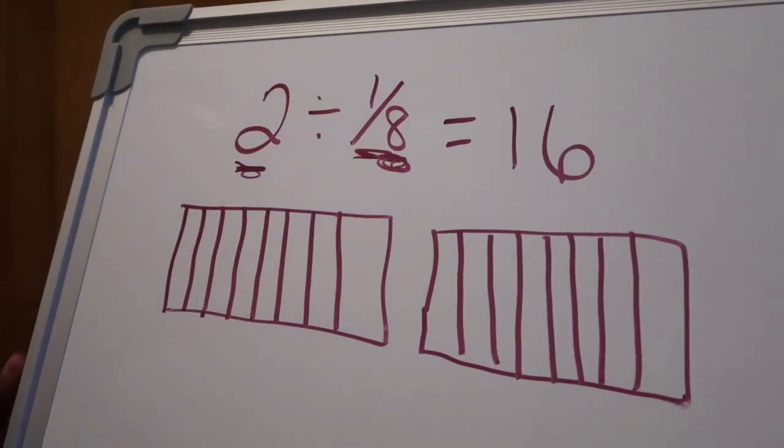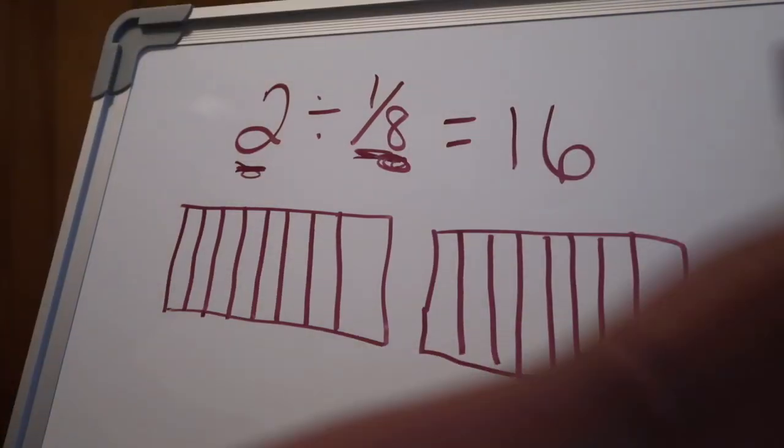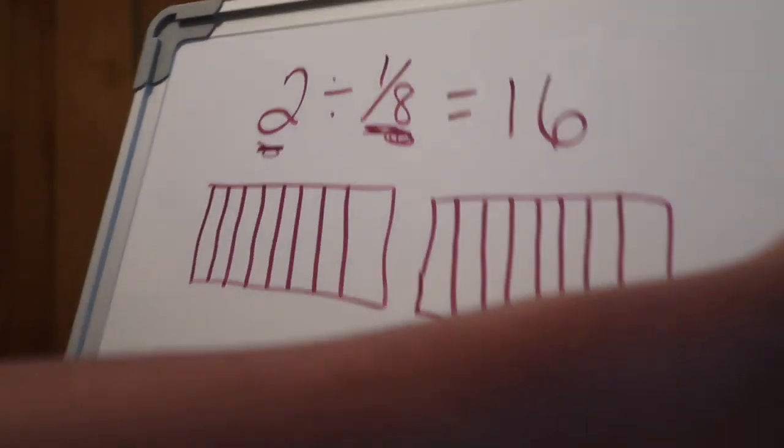And I got a new whiteboard. Hope you guys like it. It's 2-sided. So I'm going to leave that here and I'm going to flip it over. And I am going to do the same problem, 2 divided by 1/8, with the number line.